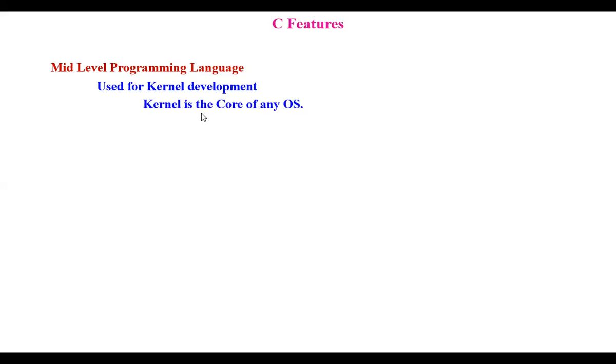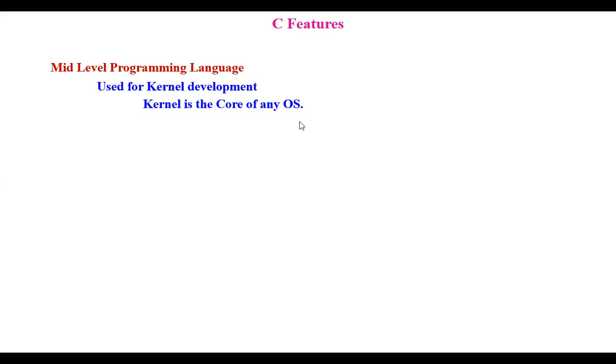Next, mid-level programming language. We call C a mid-level programming language. Even though no doubt it's a high-level language, we can call it a mid-level programming language. Why? Because it is nearer to the machine language. It is used for kernel development. Kernel means it is the core of any operating system.